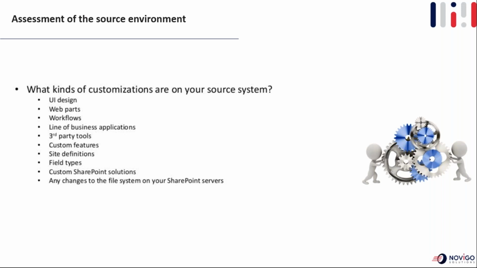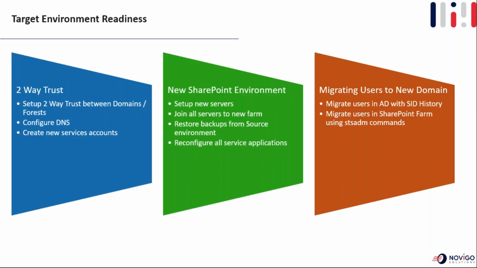So the target environment readiness mostly deals with having a clean two-way trust set up between both the domains. So a two-way trust can be thought of as a combination of two opposite-facing one-way trusts, so that the trusting and the trusted domains both mean that authentication requests can be passed to two domains in both directions. So all domain trusts in Active Directory are two-way transitive trusts.